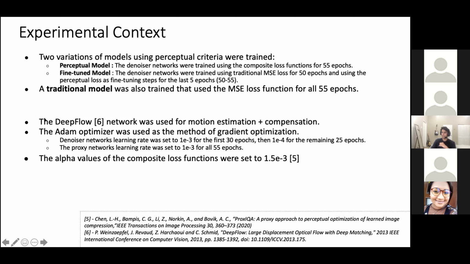We use the DeepFlow network for motion estimation and compensation. That's used as the bridge between the spatial denoiser and temporal denoiser. It's not really important. You can use any motion estimation and compensation algorithm here. We also use the Adam optimizer for gradient optimization. And the alpha values, which is a trade-off between the perceptual loss and the traditional loss, we set those values to 1.5e-3. And this was done because in previous work using a similar training scenario, but only for still images, this was the value used.